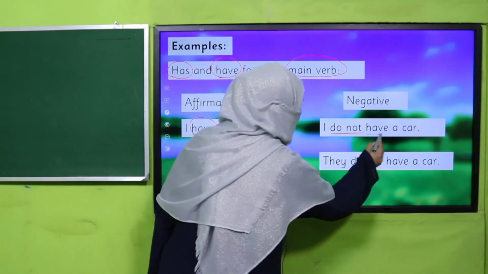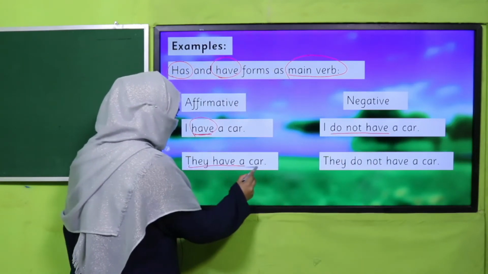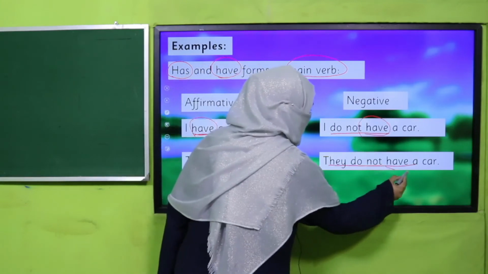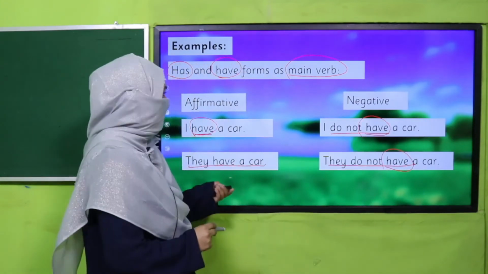I do not have a car. They have a car, they do not have a car. So have in these sentences is main verb. Okay.